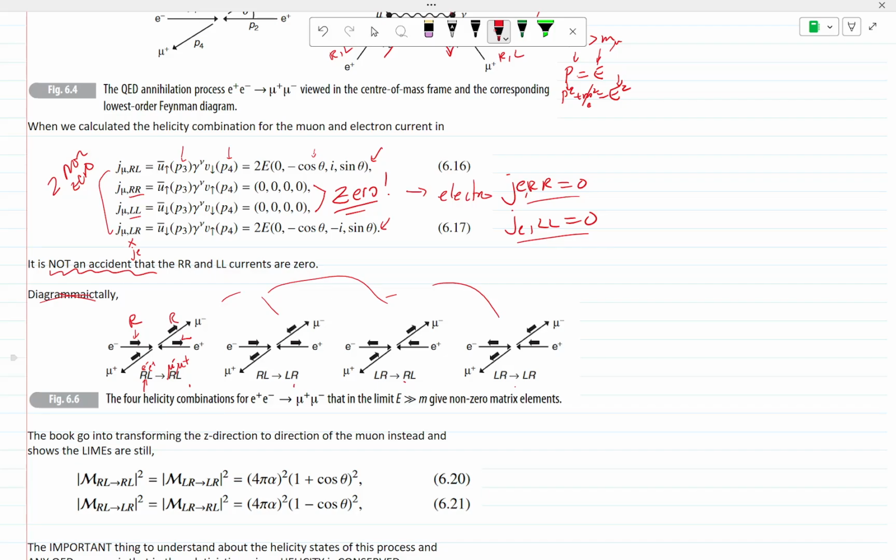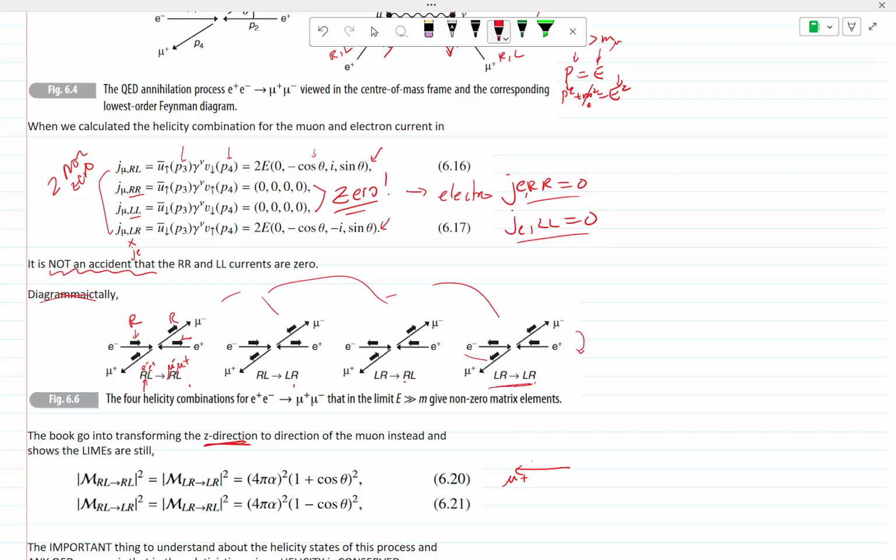So the book gives a really good example of how, instead of having the z direction along the electron, you can redraw these diagrams so that the muon comes out along the z-axis, because you can just rotate this axis. Let me try to draw it. Let's say we have the mu plus coming out here. Let's draw this one, where it's LR to LR.